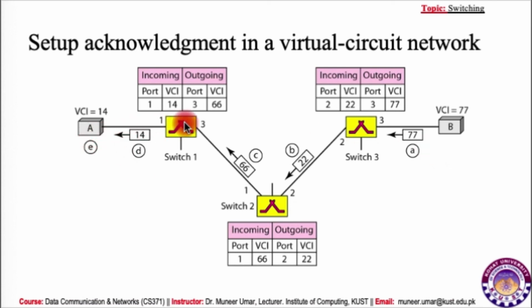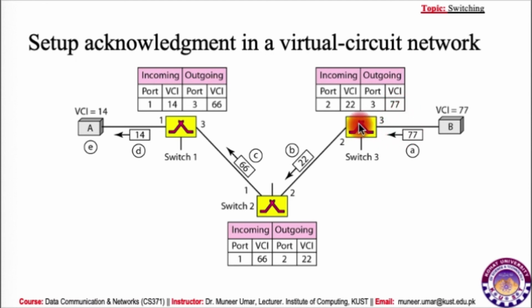Next thing is the setup acknowledgement. So the request is transmitted from A to B. Now B has to acknowledge. The destination sends an acknowledgement to switch 3 in reverse. The acknowledgement carries the global source and destination addresses to the switch, so the switch knows which entry in the table is to be completed. This time the switch completes this VCI by putting 77 here. Last time this was kept empty.